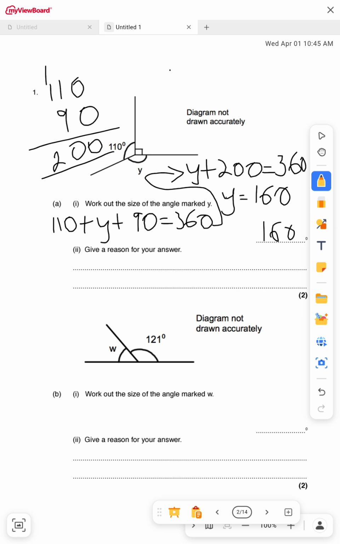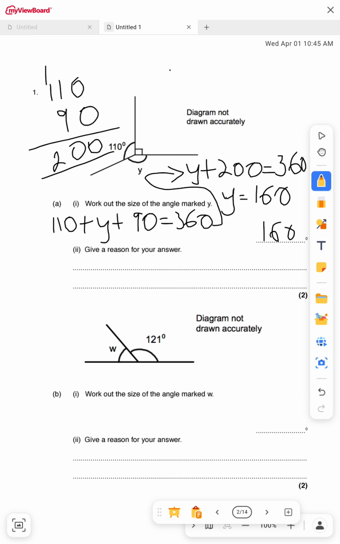Okay, give a reason for your answer. We know that the angles at a point add up to 360 degrees, and 110 plus y plus 90 degrees will be 360 degrees. So this is how we get the value of 160 degrees.